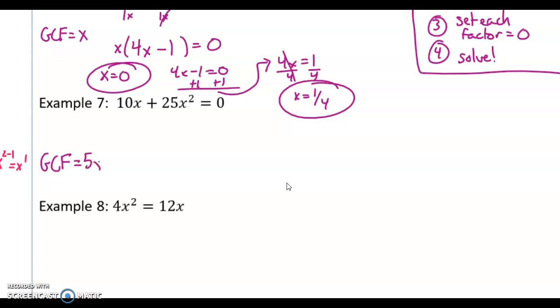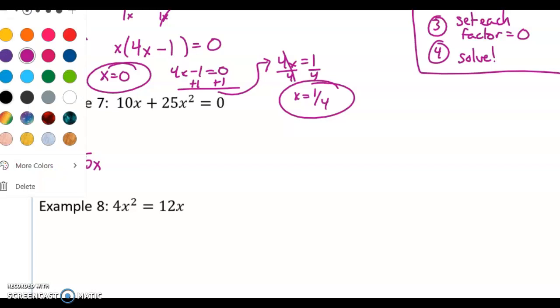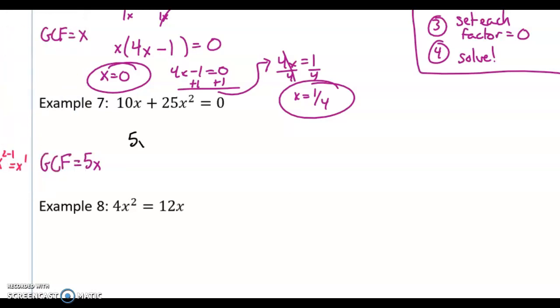All right, it would be 5x. So that's what we're going to factor out. So I'm going to have a 5x factored out of all of this, 10x plus 25x squared. That's what I'm factoring out of. So 10 divided by 5 is 2. The x's cancel out. 25 divided by 5 is 5. It's positive, so I put a plus. X squared divided by x is x. Okay, that's my factored form.